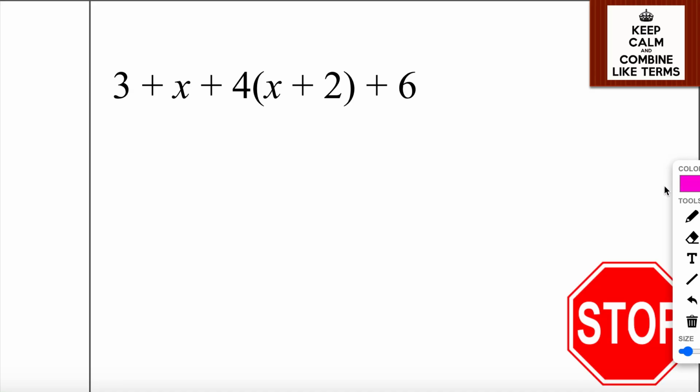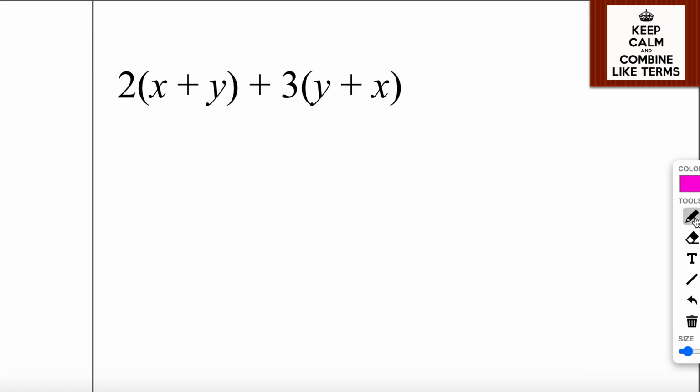So let's take a moment to look and use the distributive property. It says 2 groups of x plus y. Well, let's distribute and see exactly how many x's and y's we have.